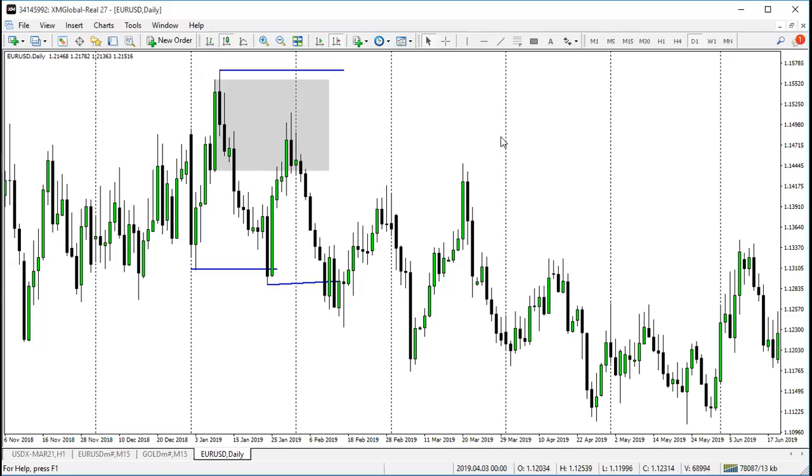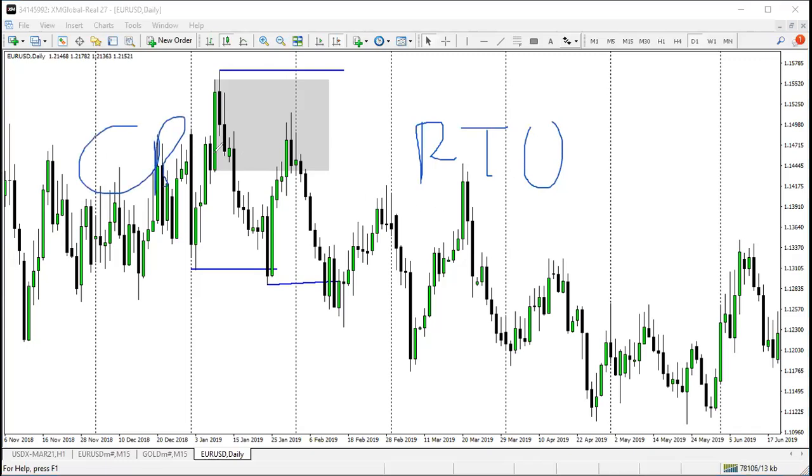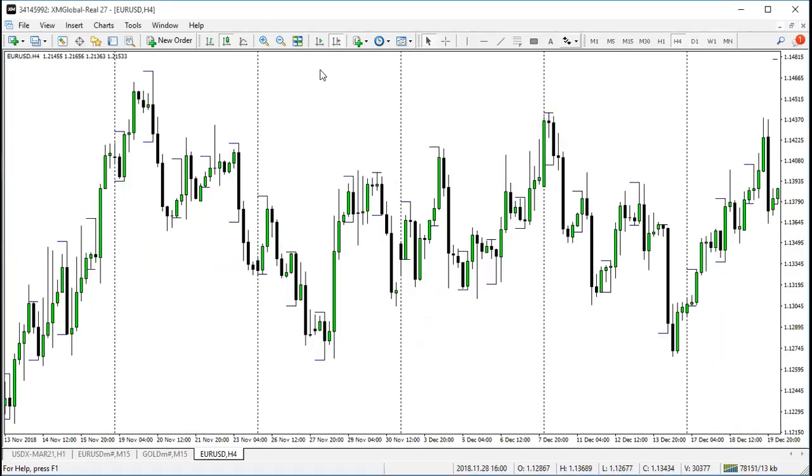If on the lower time frame there are order blocks that are still fresh, that have no return to order block, order blocks without RTO, that's how you start to confluence your order blocks. Okay, so now this is the order block. Let's look in this area here. Let's go to 4 hour.